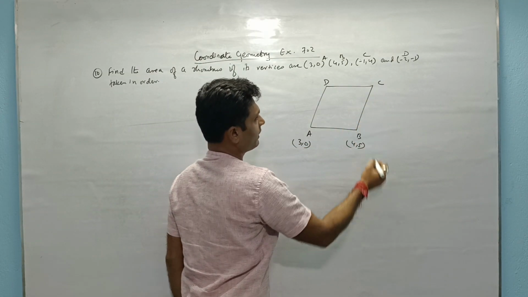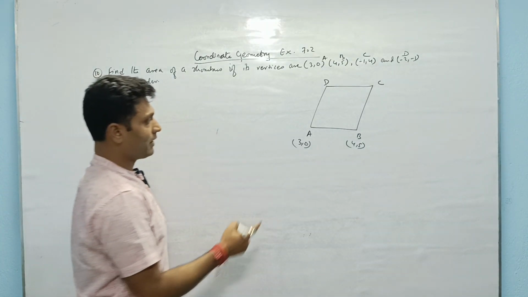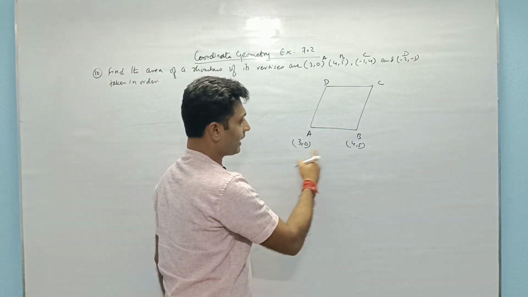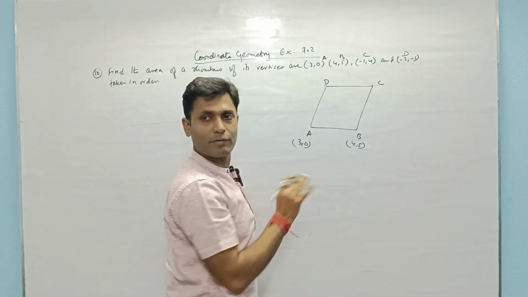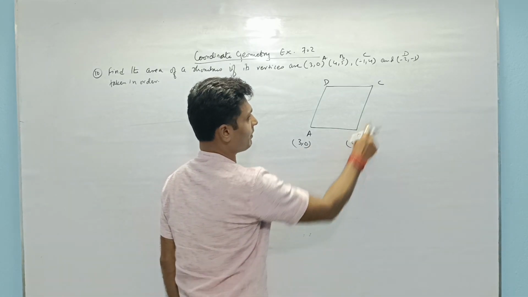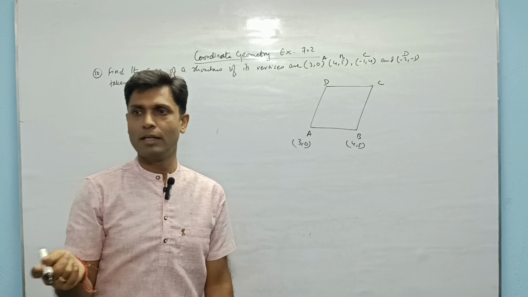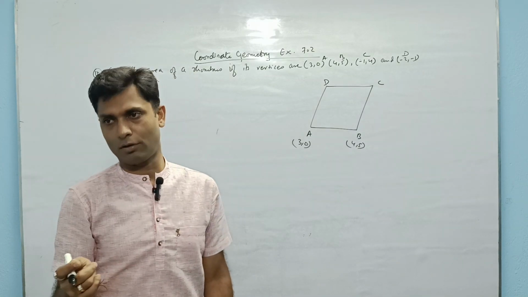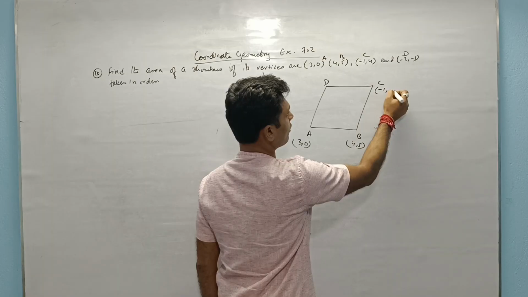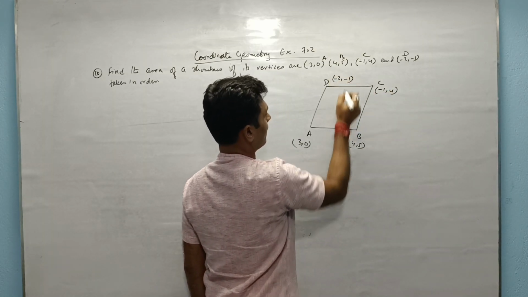3, 0, 4, 5. Now, what is the meaning of taken in order? Taken in order means we have to mark it like this: A, B, C, D. It is to be marked A, B, C, D or any cyclic order, either clockwise or anti-clockwise. C is minus 1, 4 and D is minus 2, minus 1.